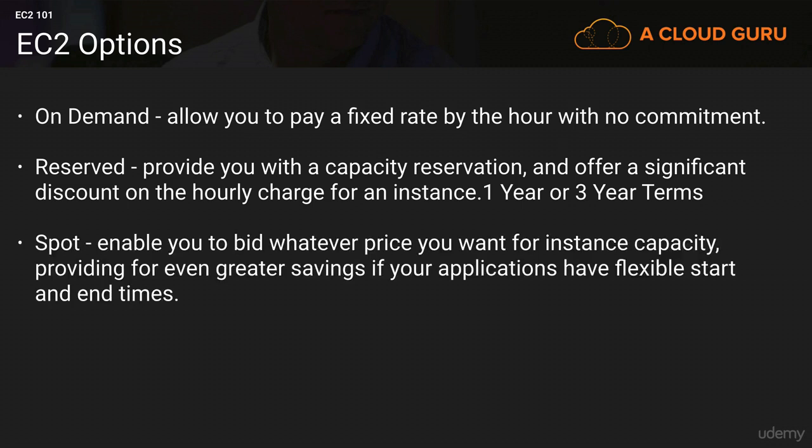So we then have spot. Now think of spot pricing just like the stock market. Basically, a stock price goes up and down all the time depending on different market conditions, depending on supply and demand. So spot enables you to bid whatever price you want for instance capacity, providing you with even greater savings if your applications have flexible start and end times. So basically what you do is you put in a bid price, and if the bid price is higher than the spot price, and the spot price is the market rate at which you're paying for that particular instance, then you'll be able to provision that instance. But when the spot price goes higher than your bid price, that instance will then be terminated. And we'll talk about that in a couple more slides.